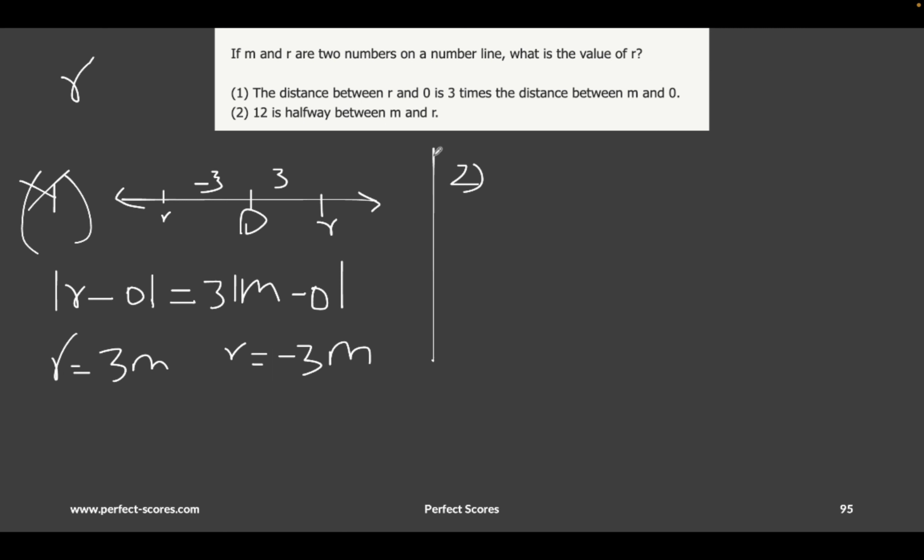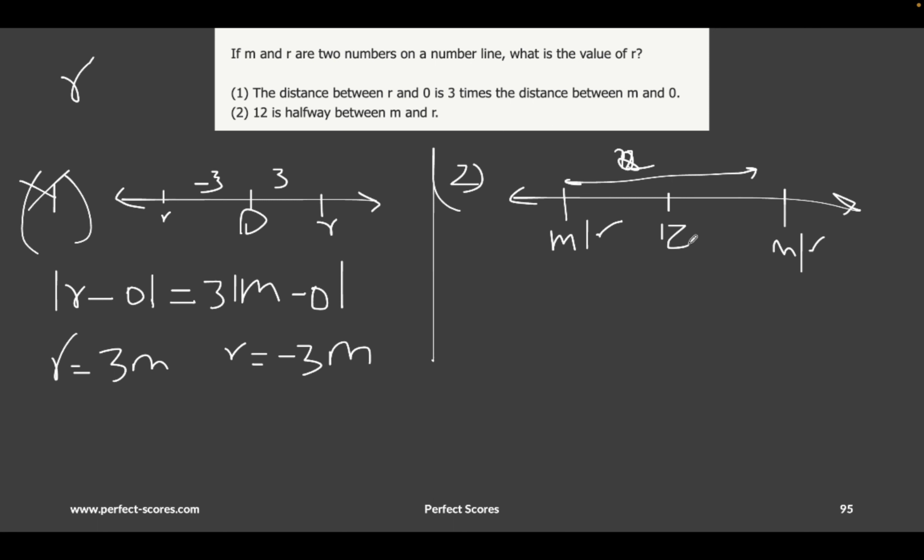Let's look at statement 2. It says that you've got m and r on a number line. Let's suppose this could be m or this could be m or r. And then the distance between them is 12, right? Not the distance, sorry. 12 is halfway between m and r.